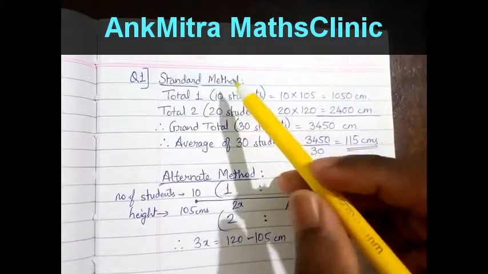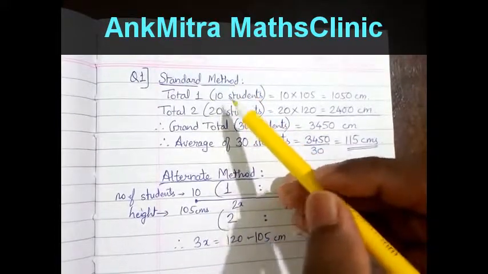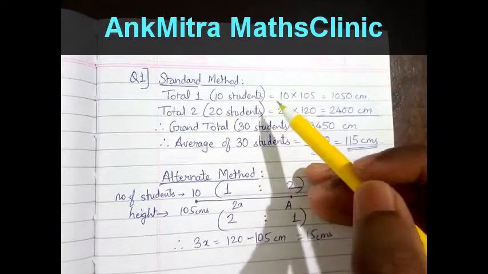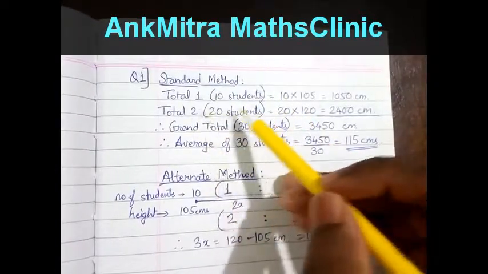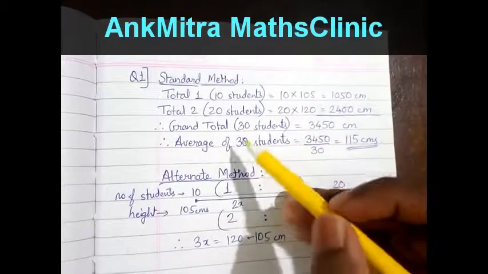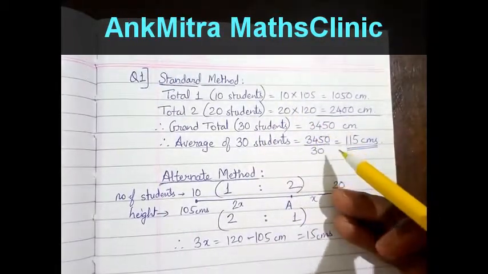Questions like these are generally solved using a standard method which involves finding the grand total of all the values. That is, in this case, the grand total of the heights of all the students and then dividing it by the number of students to find the average.